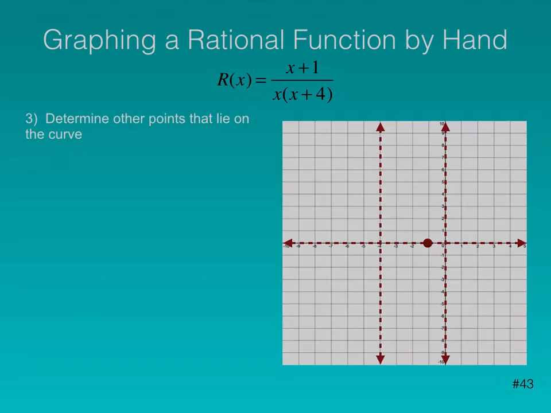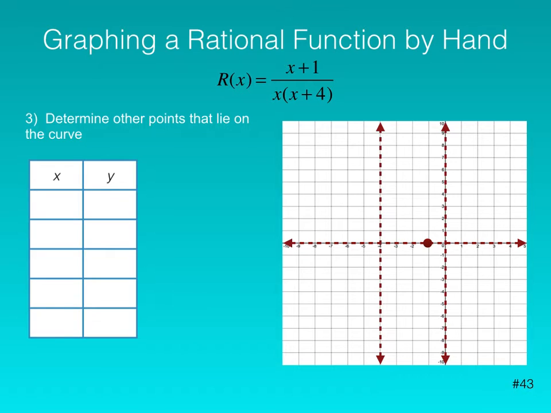Now we determine any other points that lie on the curve by just making a simple xy table of values. Let's find x equals -5. Let's substitute -5 in place of x in the function form. The numerator becomes -4. The denominator becomes 5. So r of -5 equals -4/5. I can plot that point on my curve: -5, -4/5.